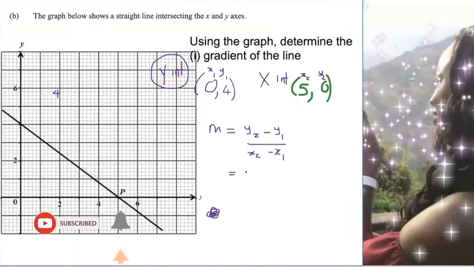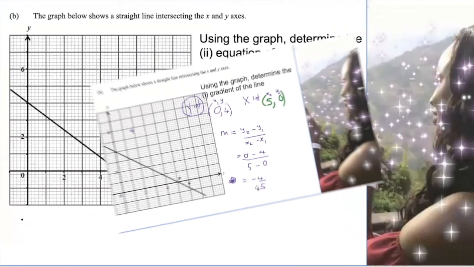So that means y2 is 0. Remember, I label y2 as 0 and y1 is 4. So I have 0 minus 4. The x2 is 5 and x1 is 0. So that means my answer is negative 4 over 5, because 0 minus 4 is negative 4, and 5 minus 0 is 5. So it's minus 4 over 5.